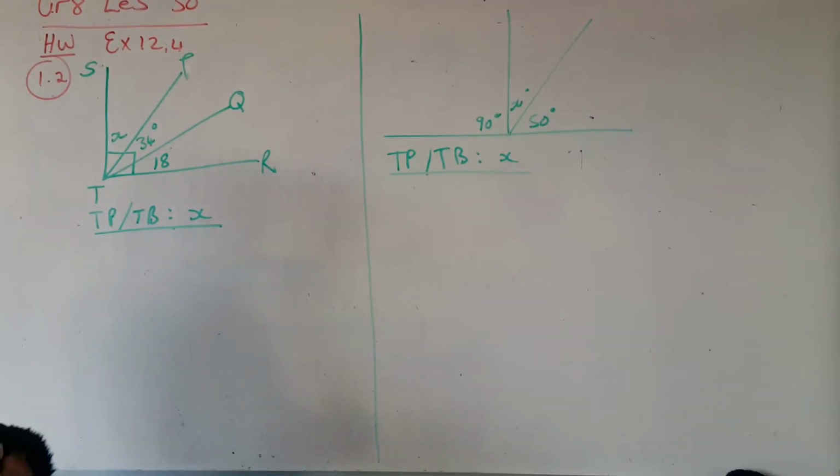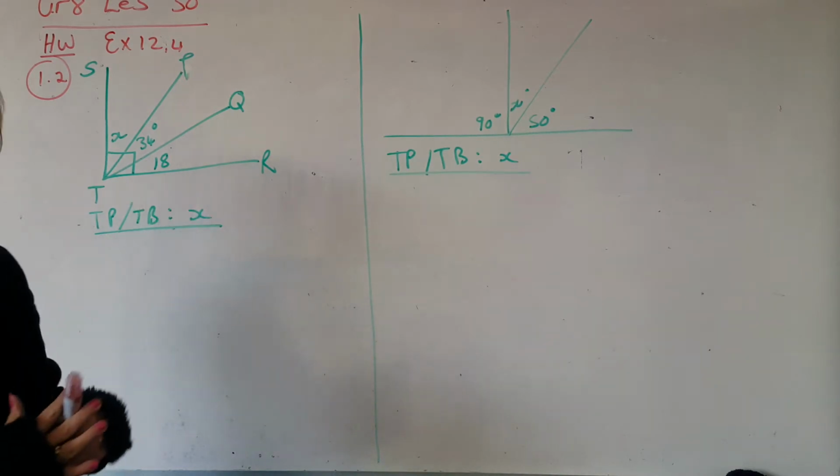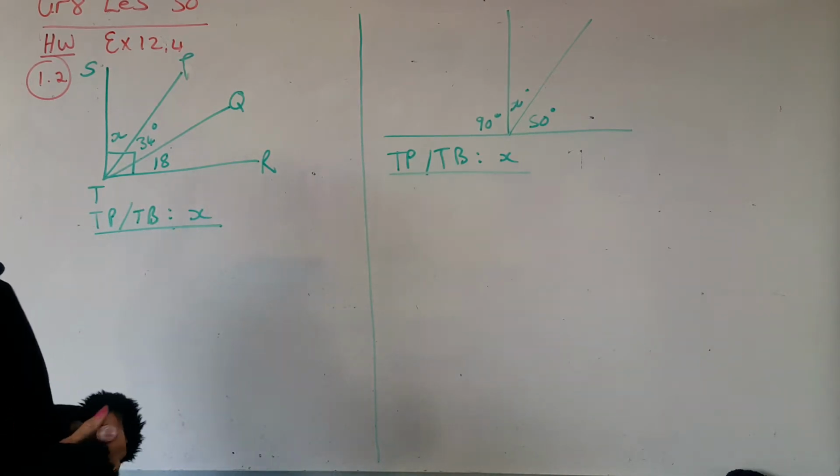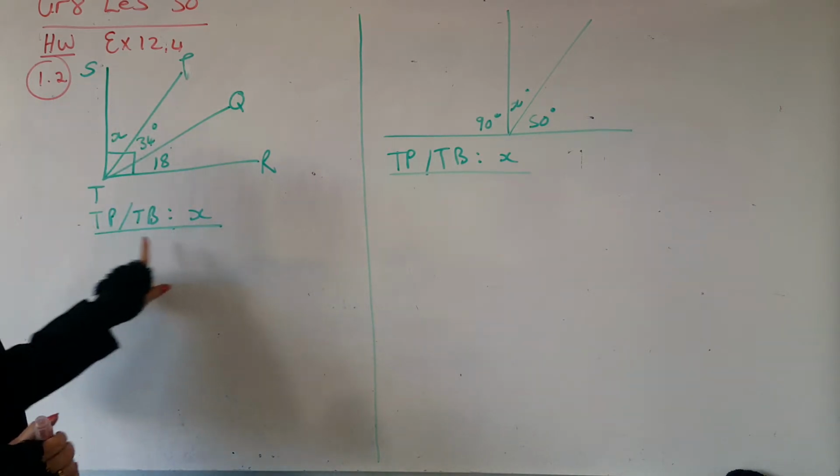Graad 8 les 30, this is lesson 30. You had these 3 homework sums, I'm going to show you the third one just now. Die vraag was, vind die onbekende x. What does this stand for?